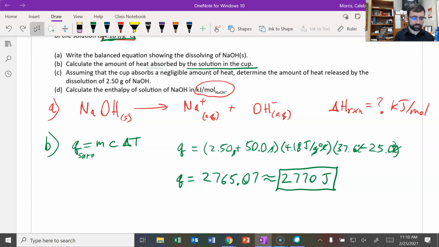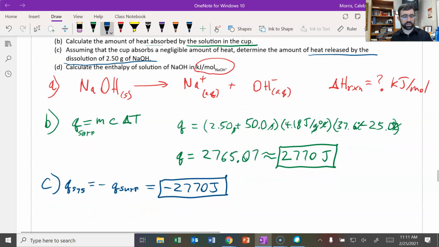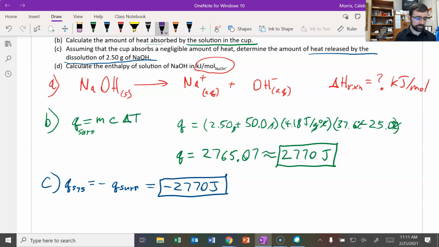Part C asks me for the heat released by the dissolution of 2.50 grams of NaOH. It's the same amount, but it's the negative. So Q of the system equals the negative Q of surroundings. So that equals negative 2770 joules. Now we just need to find one more thing. Part D, enthalpy of solution of sodium hydroxide in kilojoules per mole.